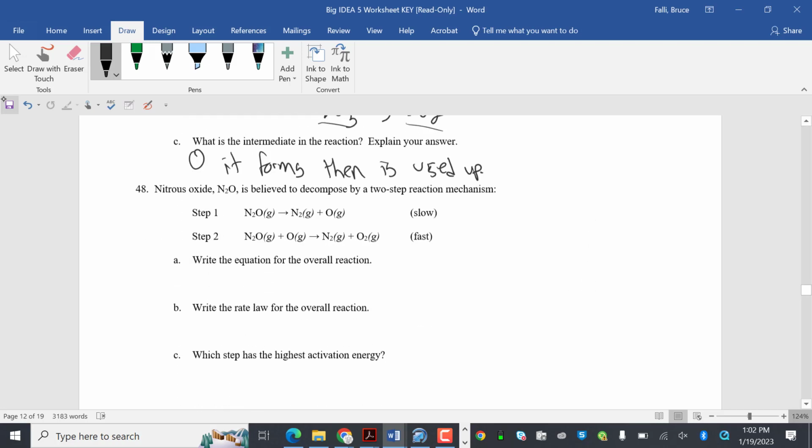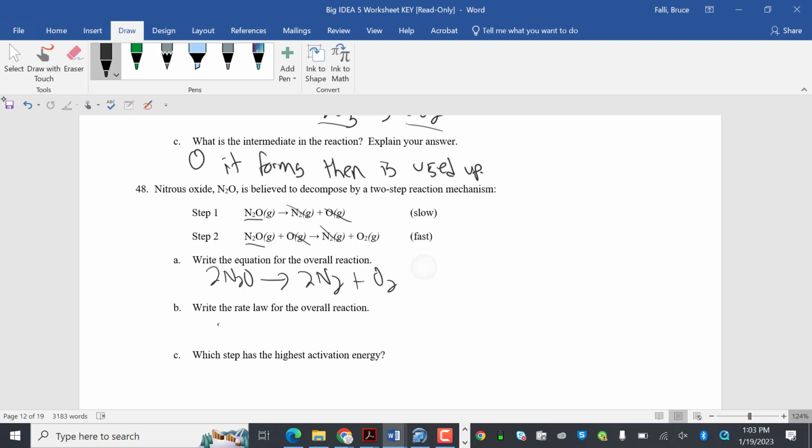Nitrous oxide is believed to decompose in two-step reactions: slow, fast. Write the equation for the overall reaction. Got something to cancel there. Okay, so 2N2O, step 1, step 2. So I don't have any reactants left. Oops, not plus. Yields 2N2 plus O2.